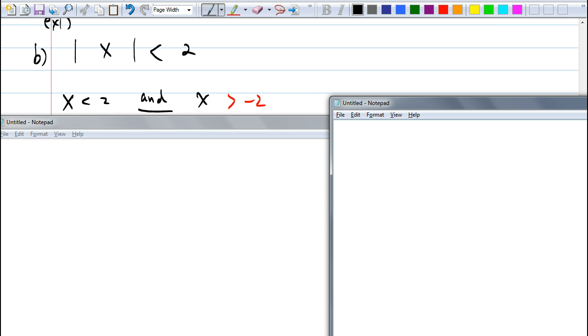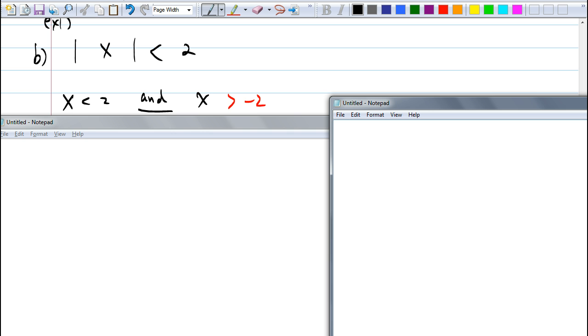Go ahead, I'll wait. Eric, what kind of graph did you get after graphing this? Can you describe the graph for us? The real numbers are less than 2 and greater than -2.